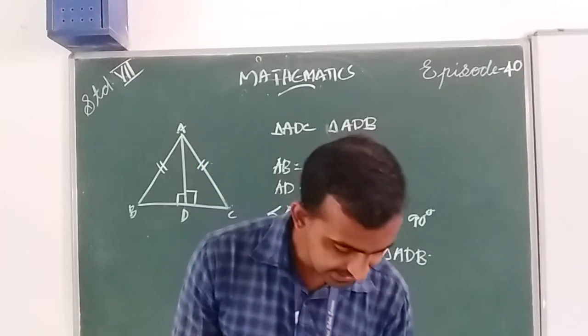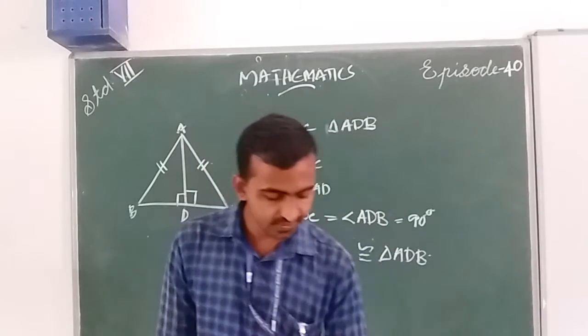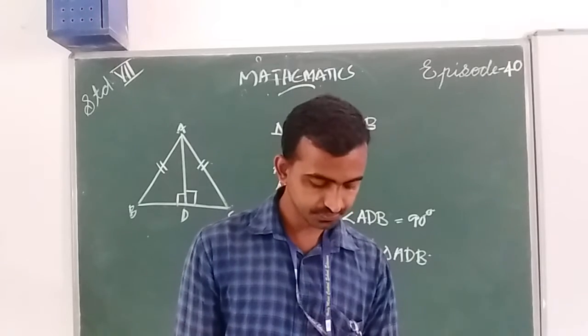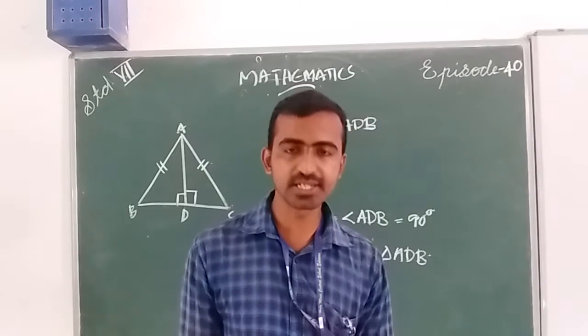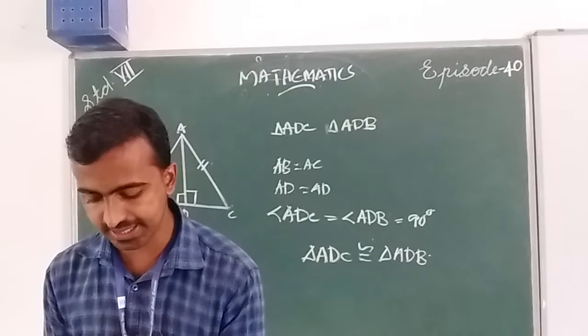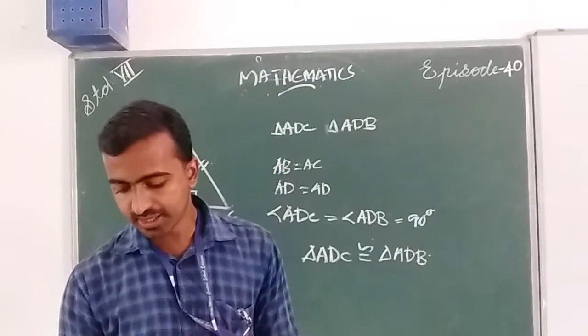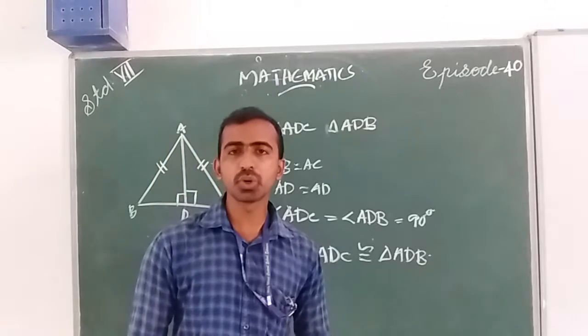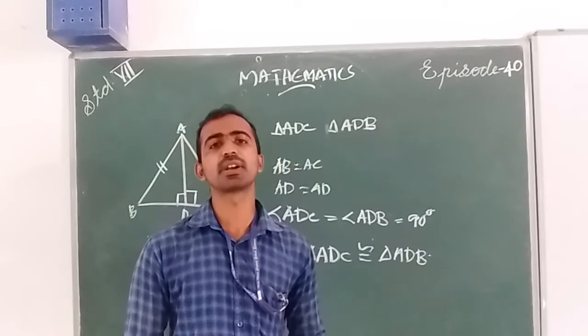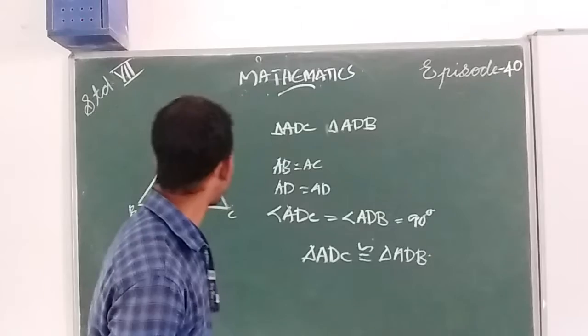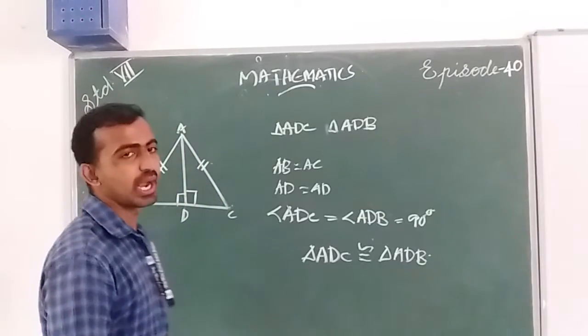Yes. The third one is angle B equal to angle C. Is it? Yes, because of corresponding parts of congruent triangles. So angle B equals angle C.